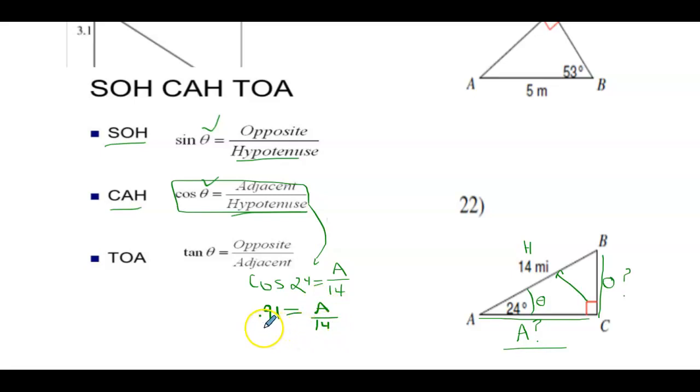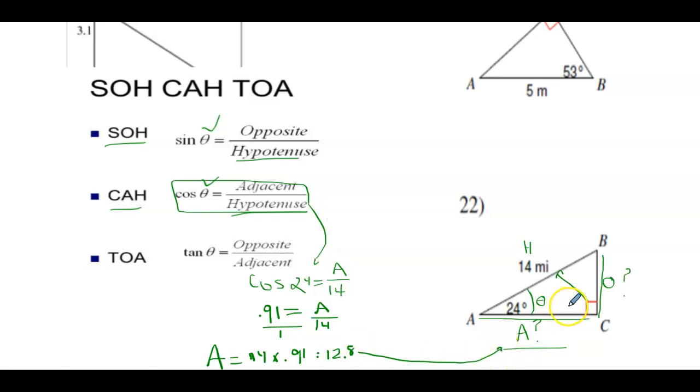So you're just going to solve for A. You're going to multiply both sides by 14, so A is equal to 14 times 0.91, and that turns out to give you 12.8. So 12.8 is this A side of the triangle.